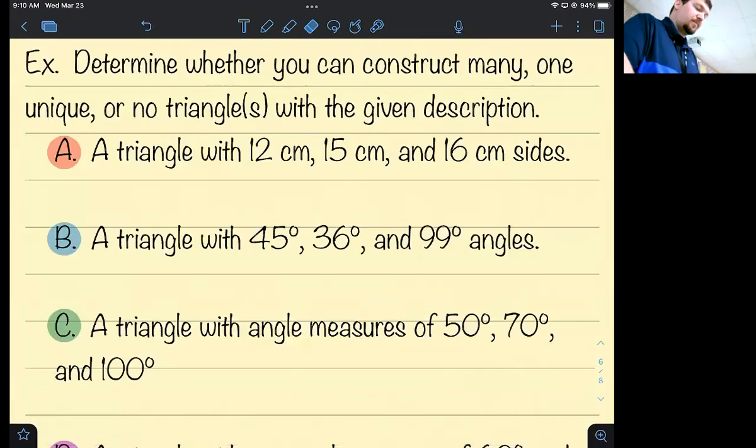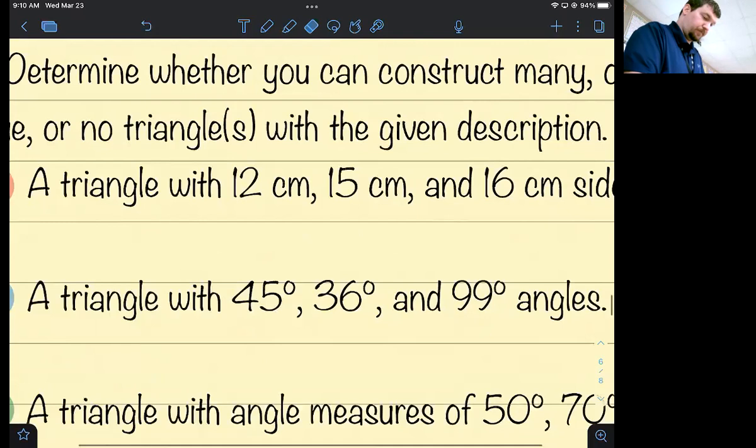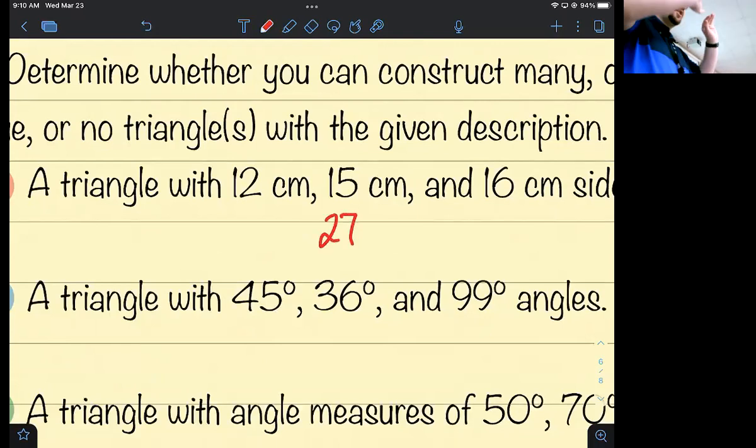Determine whether you can construct many, 1 unique, or no triangles with the given descriptions. A triangle with 12, 15, and 16 centimeter sides. First of all, does that triangle exist? What do the 2 shorter sides add up to? 27. Is 27 bigger than 16? Okay, so we could make a triangle.